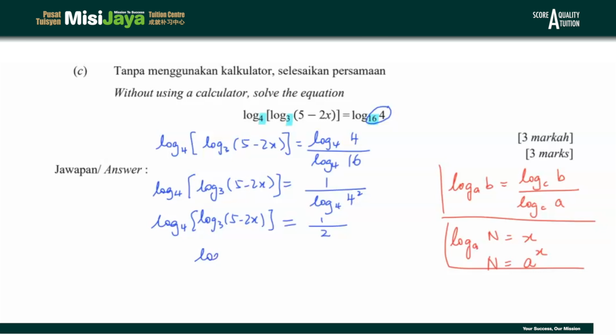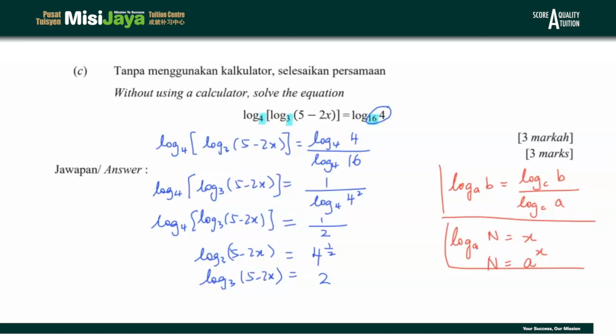So we have log 3, 5 minus 2x equals, so this log 4 on the left, I move it to the right, it becomes big 4, which is the base, and then the power is half. So 4 power half means square root 4. Square root 4 is equals to 2. So log 3, 5 minus 2x equals to 2.